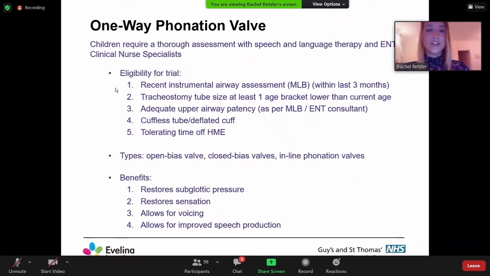Benefits of a one-way phonation valve is that the valve can restore subglottic pressures, restore sensation, allow for rest of voice, and allow for improved speech production. It's also important to note that, at least in the UK, expertise in this field is required as postgraduate training for speech and language therapists.